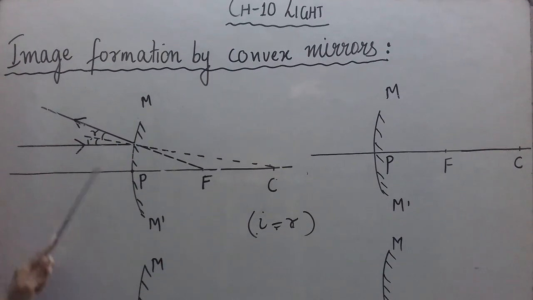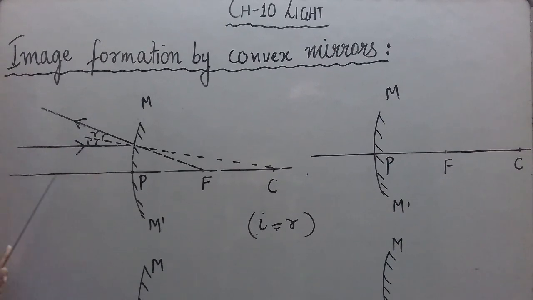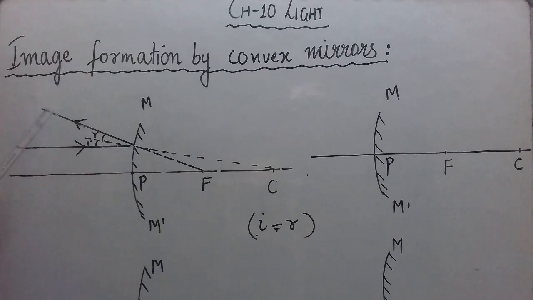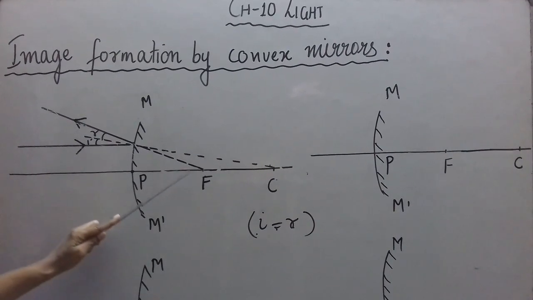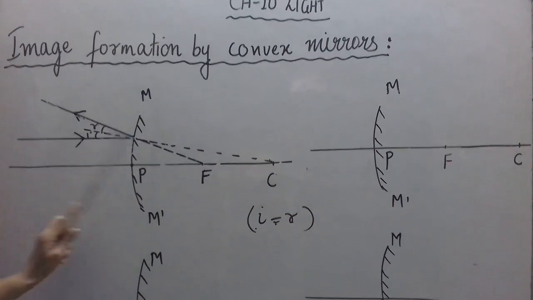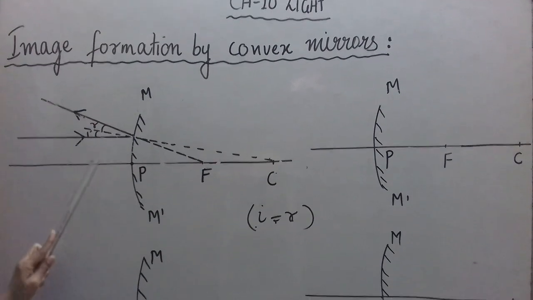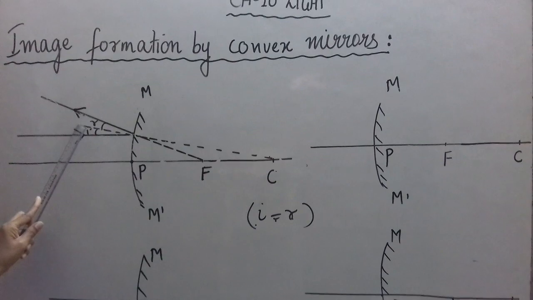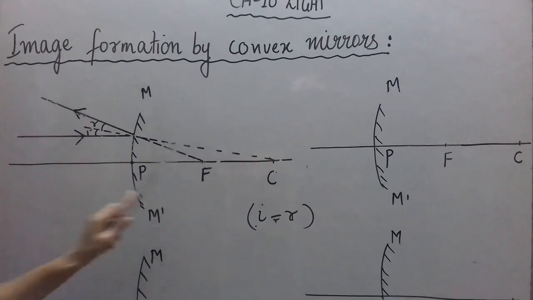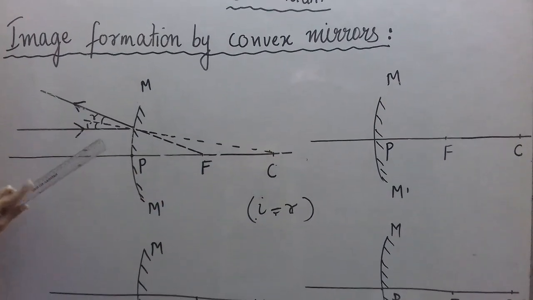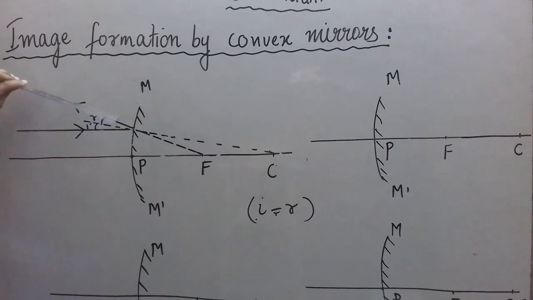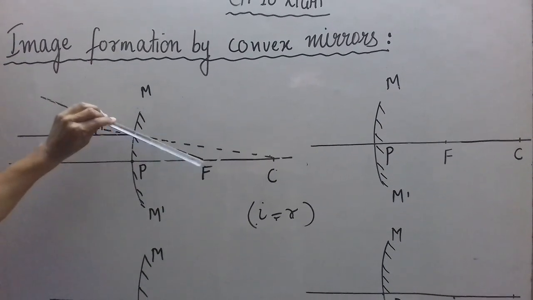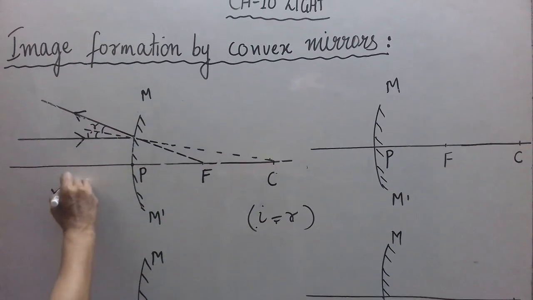So in case of this first ray, when it is parallel to the principal axis, after reflection we have seen that it appears to be coming from the focus. So this becomes one of the rules now. While drawing the actual ray diagram, when we take the object, it is not necessary to draw this normal and show the angles. We can directly draw a parallel ray and the reflected ray that appears to be coming from the focus. So I hope you have understood this case.